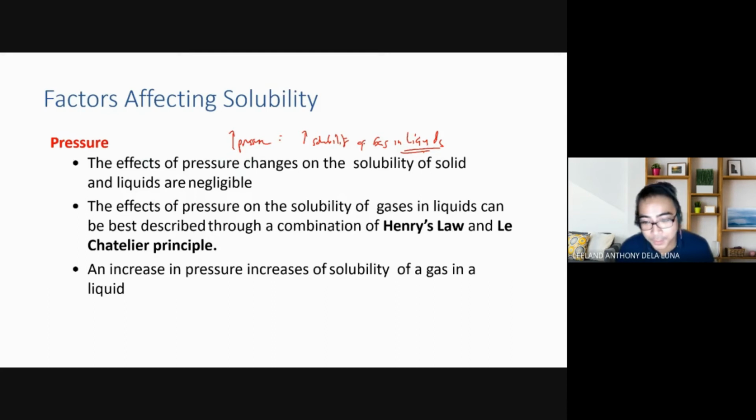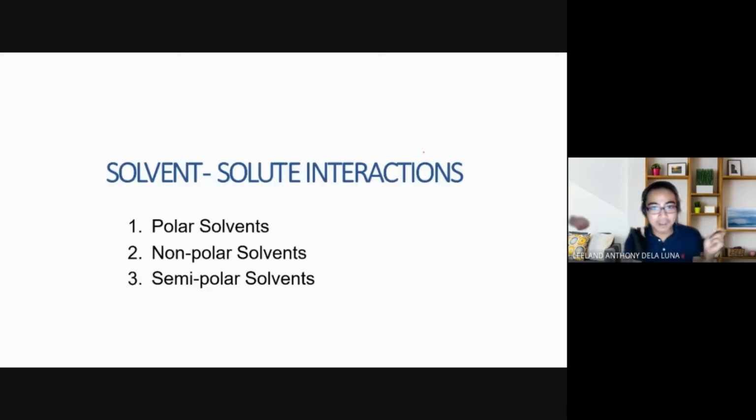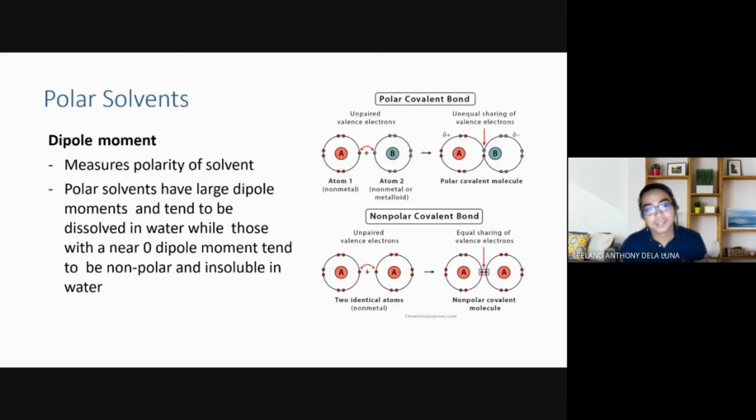An increase in pressure increases the solubility of gas. Now, let's talk about solvent-solute interactions. This time, class, we'll talk about polar solvents, non-polar solvents, and semi-polar solvents.